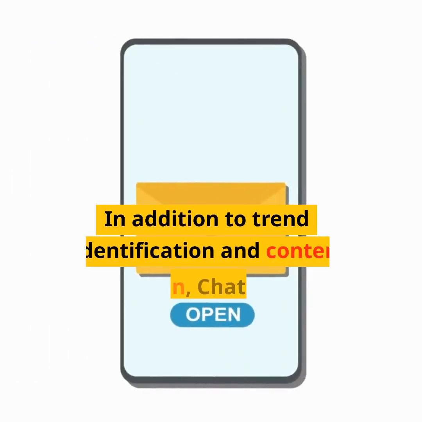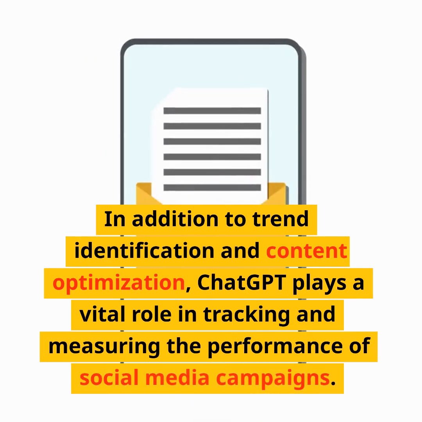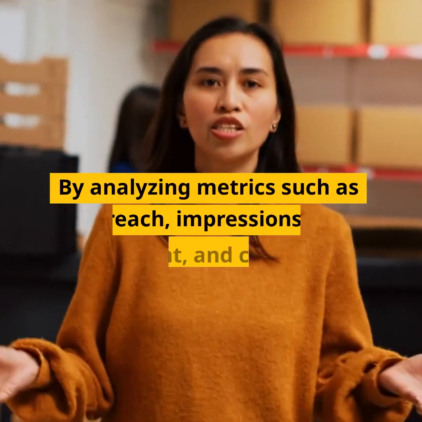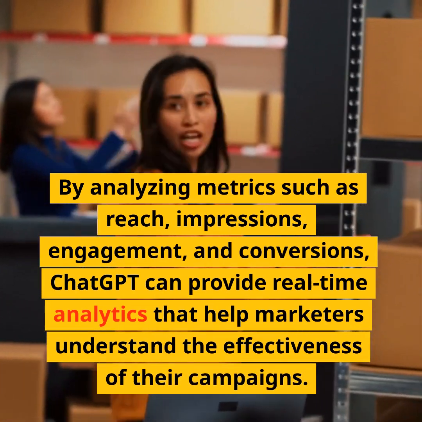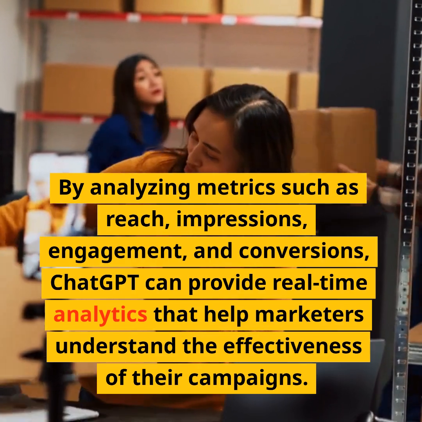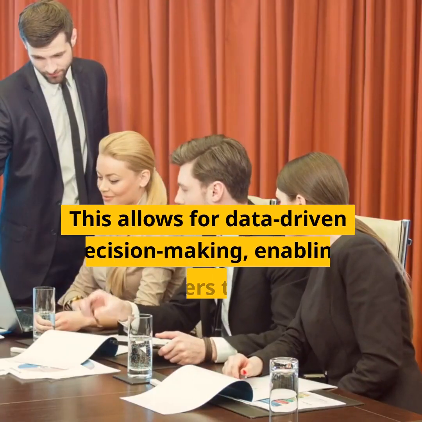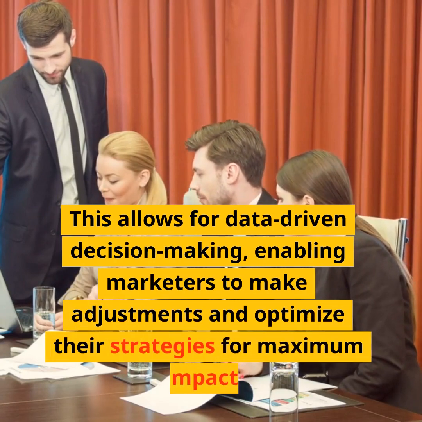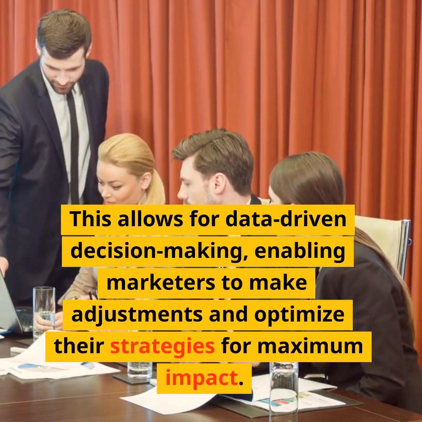In addition to trend identification and content optimization, ChatGPT plays a vital role in tracking and measuring the performance of social media campaigns. By analyzing metrics such as reach, impressions, engagement, and conversions, ChatGPT can provide real-time analytics that help marketers understand the effectiveness of their campaigns. This allows for data-driven decision-making, enabling marketers to make adjustments and optimize their strategies for maximum impact.